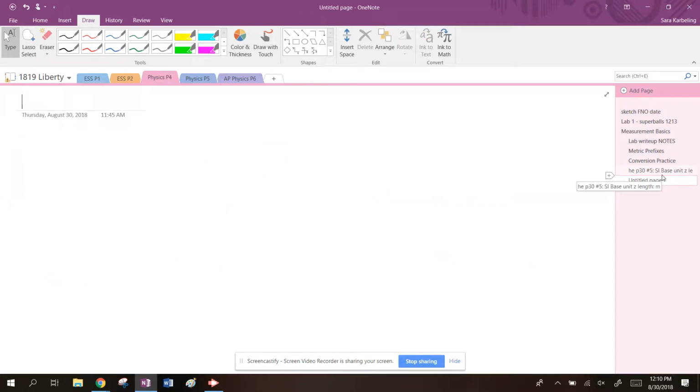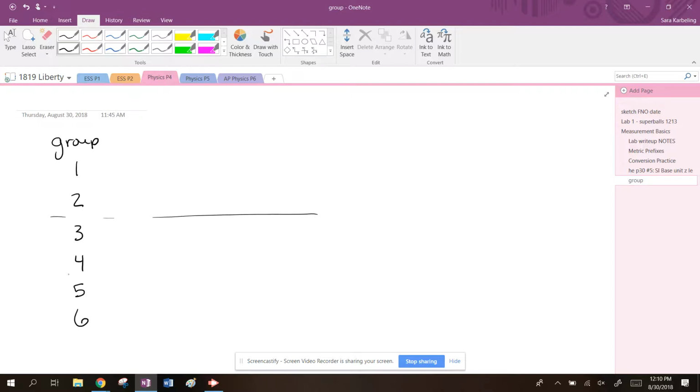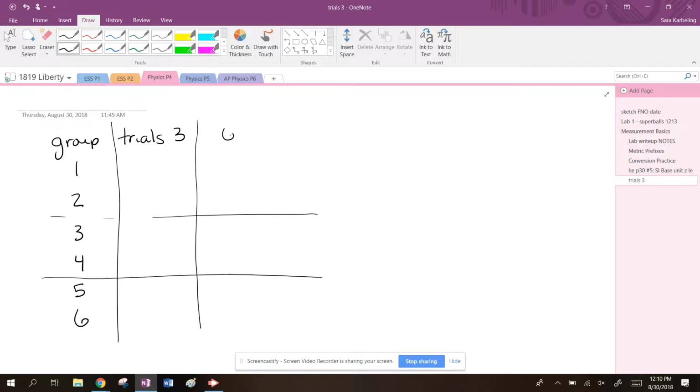On up. So I need one person from each group to come up and write down some data for me. We're going to say group 1, 2, 3, 4, 5. We had 6 groups, correct? Okay. And we're going to do trials 3, 6, and 9. Does that make sense?